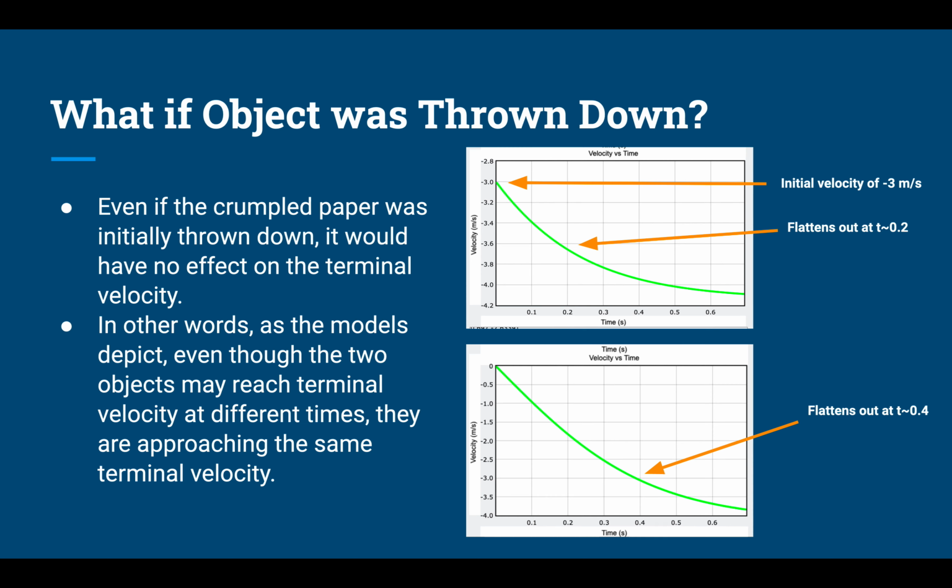So what if the object was thrown down? Even if the crumpled paper was initially thrown down, it would have no effect on the final terminal velocity. We can see this on the graphs on the right. The graph on the top shows a ball that is initially dropped at -3 meters per second, and you can see that the slope begins to flatten out at about 0.2 seconds, and the graph on the bottom is a ball dropped from rest and it flattens out at 0.4 seconds. However, they're approaching about the same value, which is about -4.2 in both graphs. In other words, as the models depict, even though the two objects may reach terminal velocity at different times, they're approaching the same value of terminal velocity.